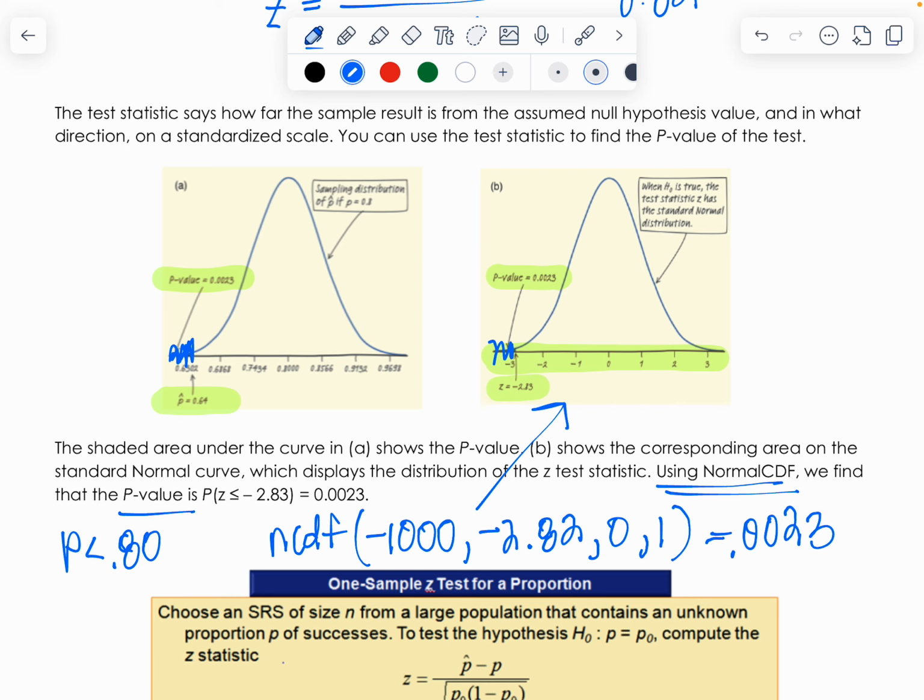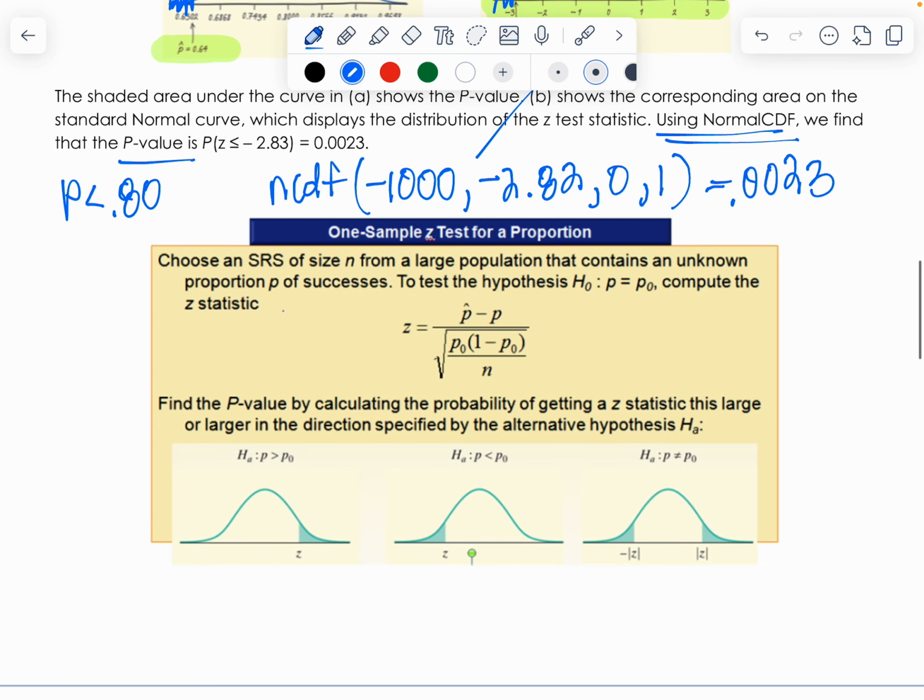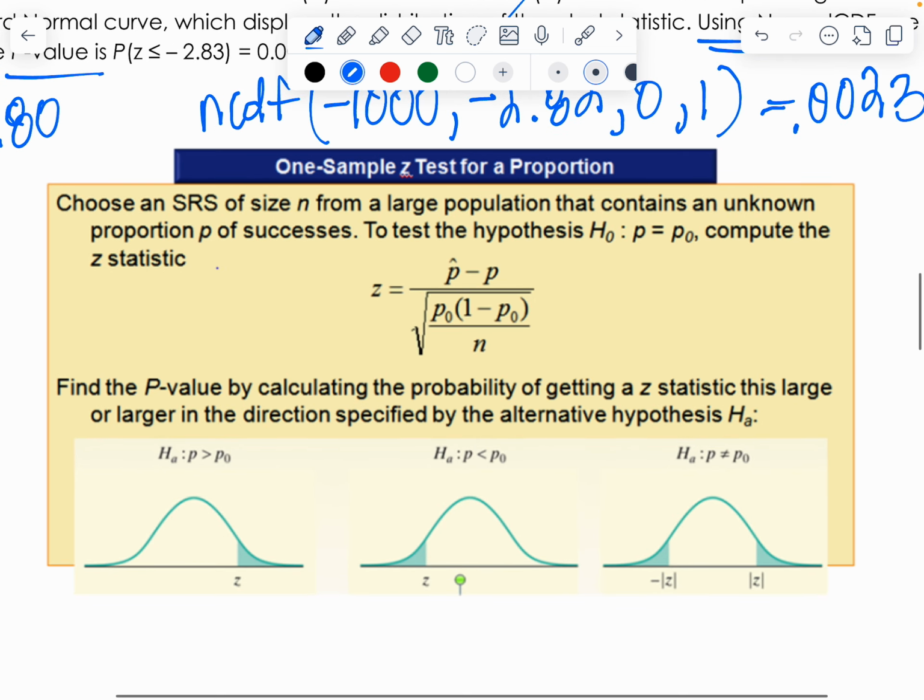All right, so if we move on, this sort of summarizes the things we just talked about. Hang on, I'm resetting my calculator so that it works now. Okay, so if we look at this, it says to do a one sample z-test for proportions, we call it a z-test because it is a z-score that we use. We take a simple random sample of size n from a large population, so that n is still less than 10% of the population, that contains an unknown proportion p of successes. Remember, we don't know the population, we're just testing claims about it.